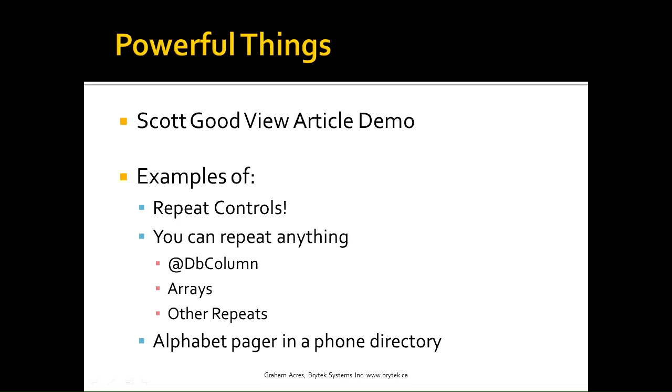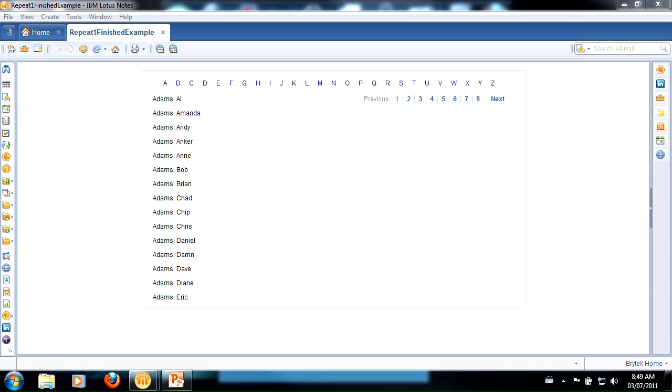And as it turns out, when I was preparing for this demonstration, I was also working on a project to build a phone directory, and happened to come across an article written by Scott Good in The View that did one of the things that I wanted to build for this phone directory, which was an alphabet pager. So let me show you how that works.